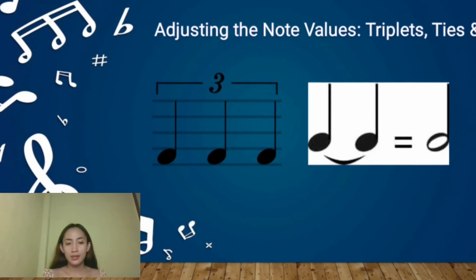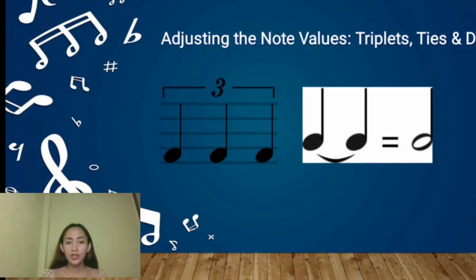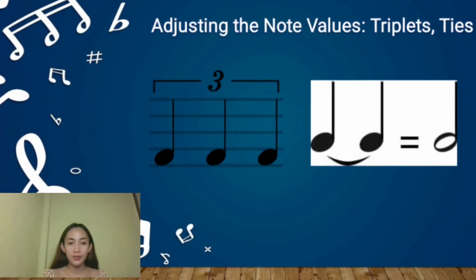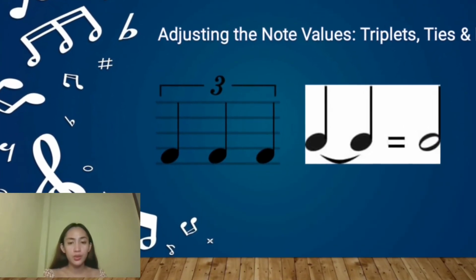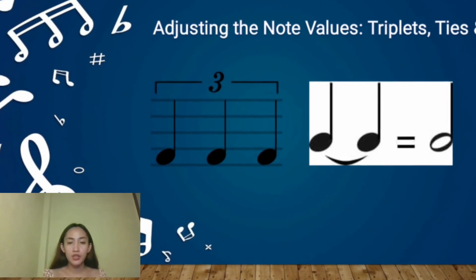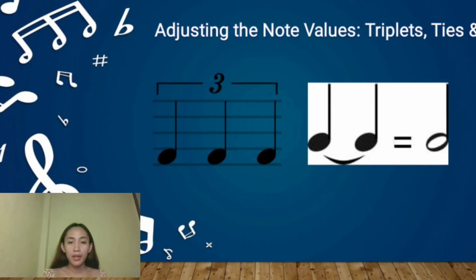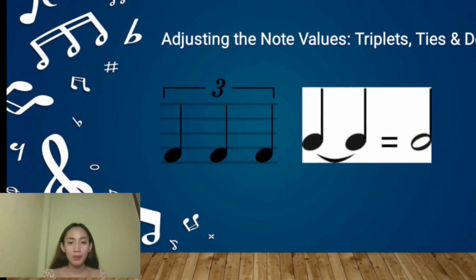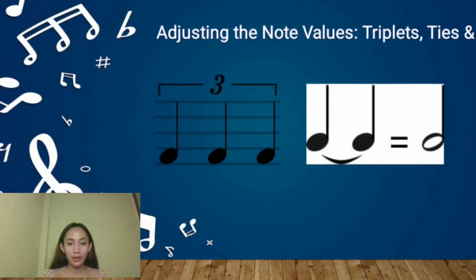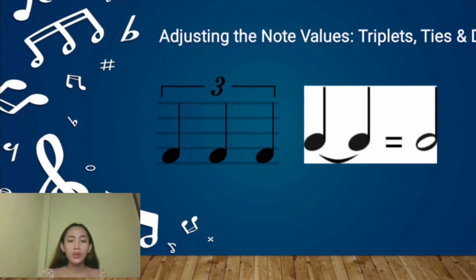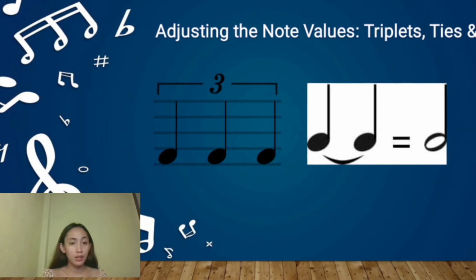Second one is ties. There are 2 ways you can adjust the duration of a note. One way is by using a tie. 2 or more notes with exactly the same pitch can be tied together, meaning that you play the note only once but keep it for the added length of all the notes that are combined. Only notes can be tied like this, not rests.